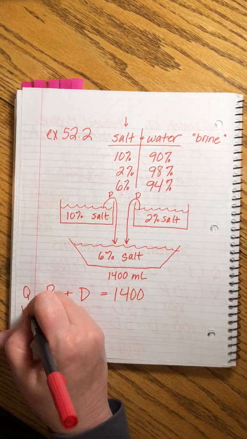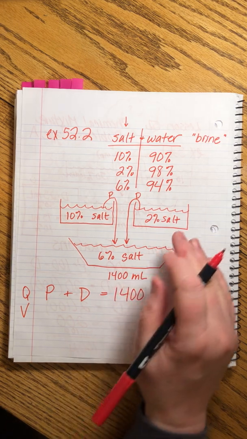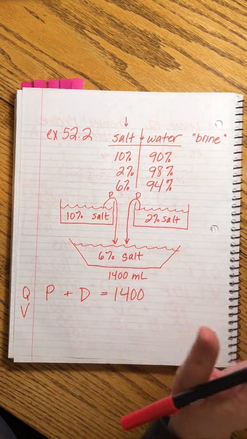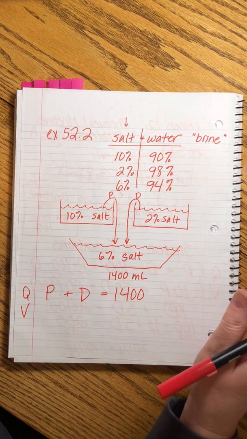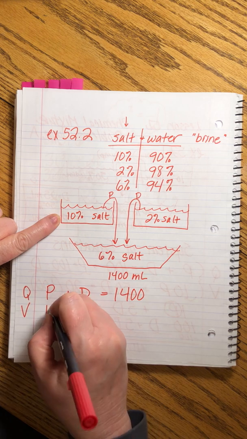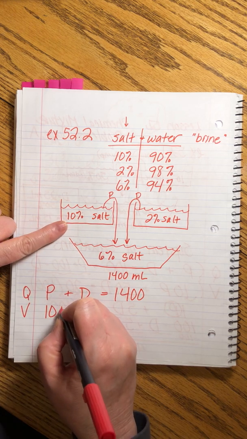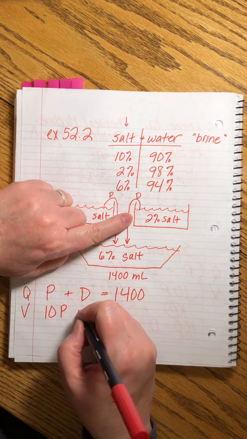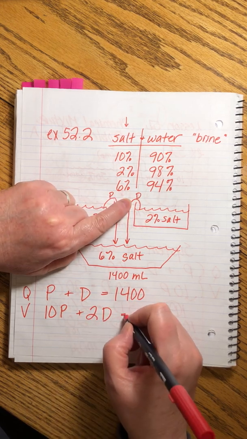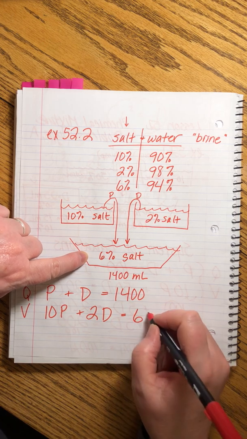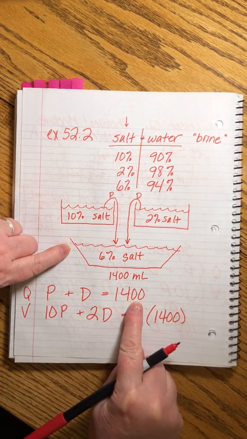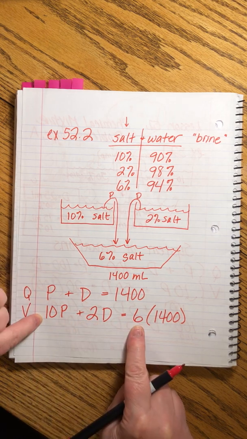Now for my value statement, I just multiply these by their percentages. And I'm going to be careful. I don't want to write it with decimals. I'm going to be careful to write 10 times the amount that we pour in plus 2 times the amount that we dump in equals 6 times 1,400. Again, I'm taking this basic equation and hitting it with each of the percentages.